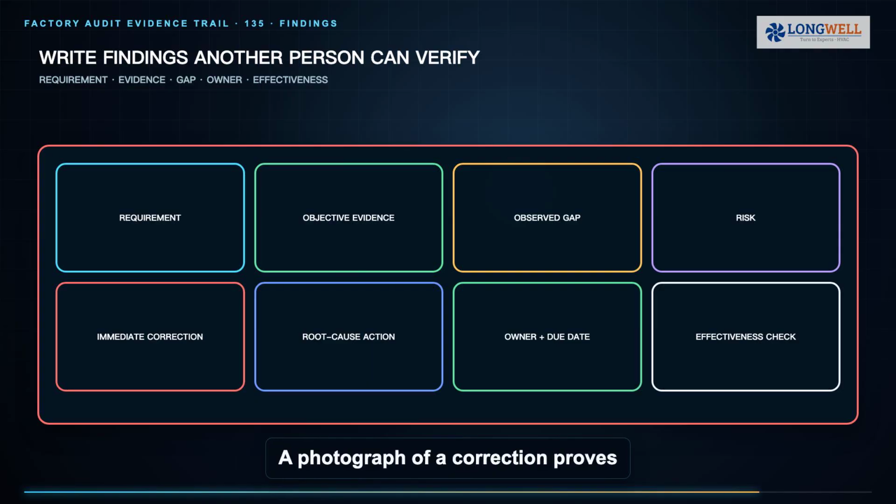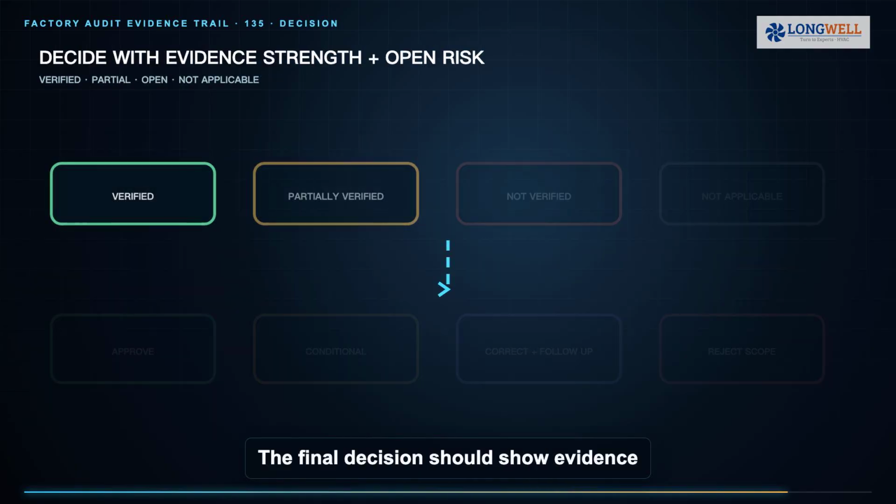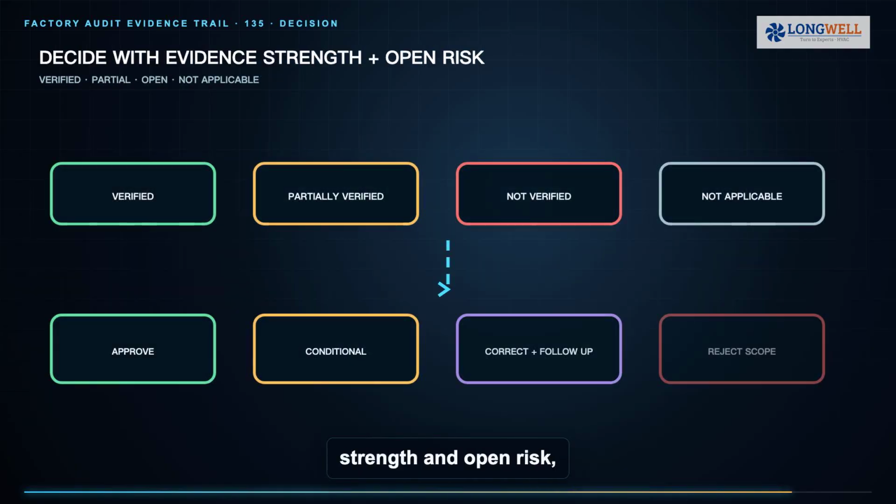A photograph of a correction proves only that one condition changed. Closure may require a revised control, trained personnel, updated records, a new sample, and evidence that the problem did not recur across an agreed period or batch. The final decision should show evidence strength and open risk, not just one total score. Classify each critical requirement as verified, partially verified, not verified, or not applicable, and link it to the source record.